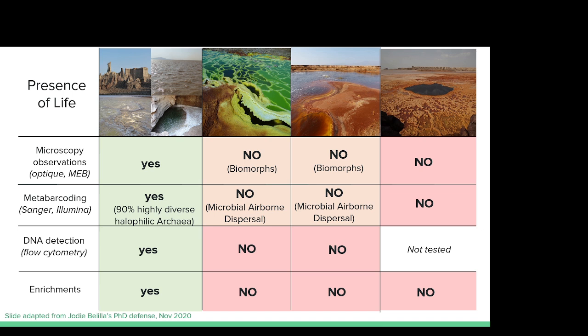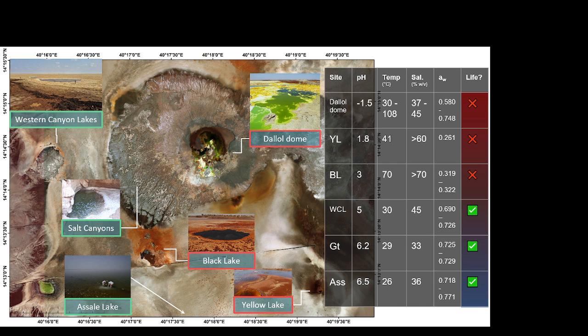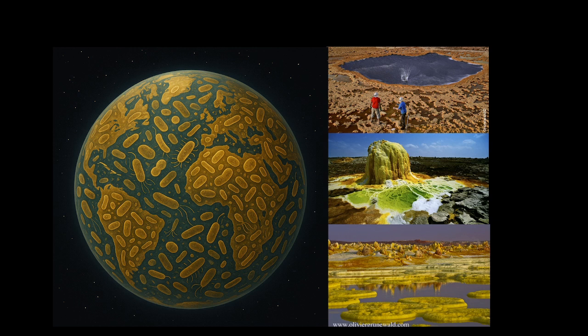There is no life in the Black Lake, in the Yellow Lake, and in the Dalol pools. But there is life in these sites that are a bit more friendly. But it's something that we need to take very cautiously, because we think of liquid water on the surface of a planet as a criterion for habitability, and maybe we should reconsider.